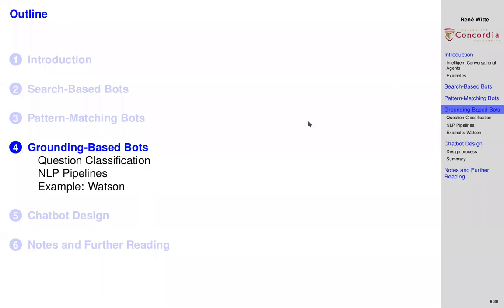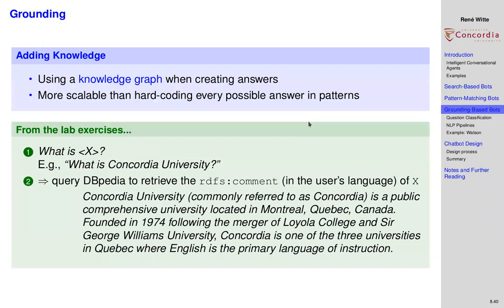So let's look at grounding-based bots. Grounding means that you have a bot that has access to some kind of knowledge base. And nowadays, the most widely used technique is having access to a knowledge graph.